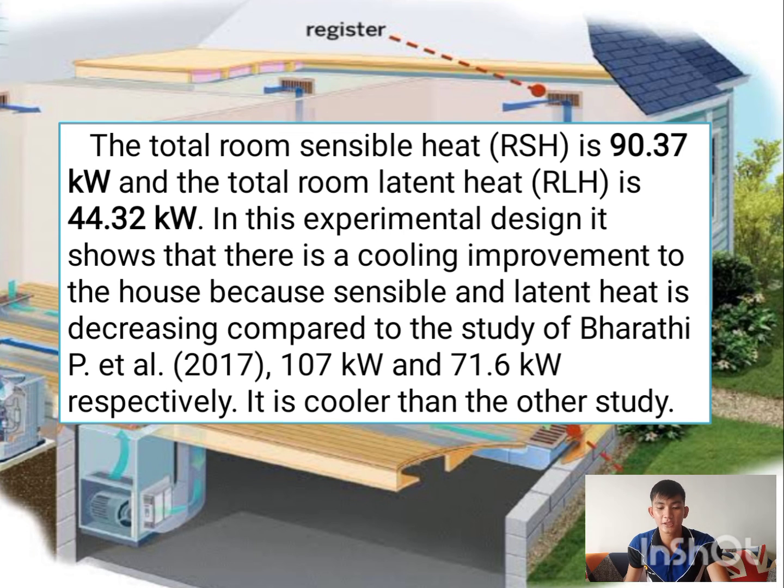So in this experimental design, it shows that there is a cooling improvement to the house because sensible and latent heat is decreasing compared to the study of Bharati P. et al., which is 107 kilowatt and 71.6 kilowatt respectively. So it is cooler than the other study.